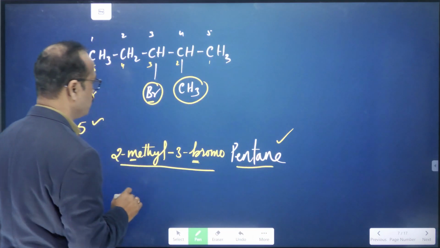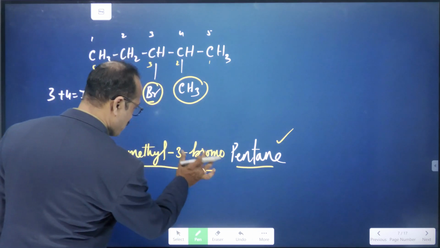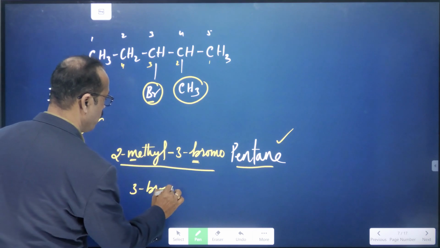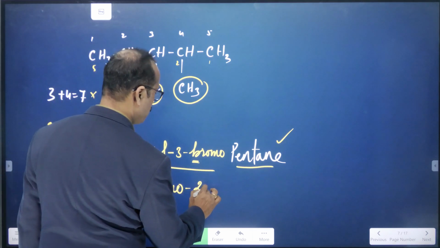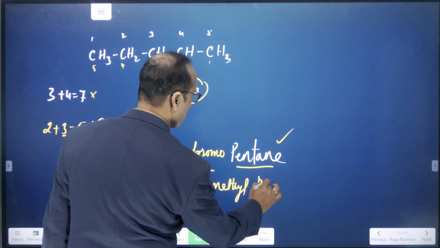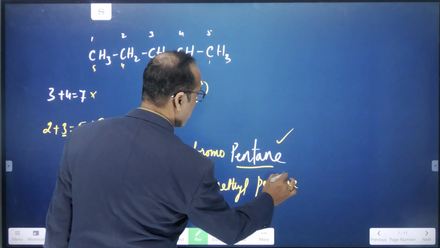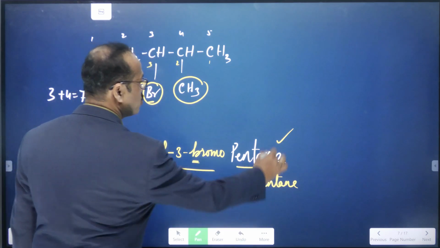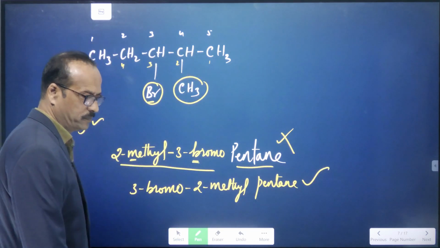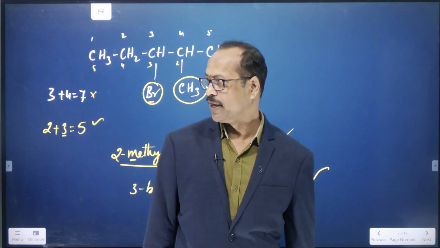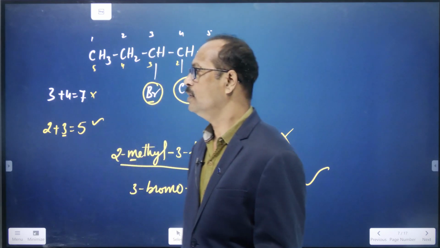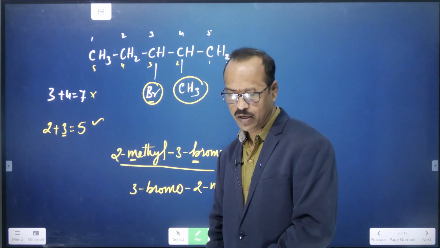So now what you do, the same name, but first you write this one. So 3 bromo, 2 methyl, pentane. So this is wrong now, this is right. Clear? So in this way, you can practice the nomenclature of the compounds.